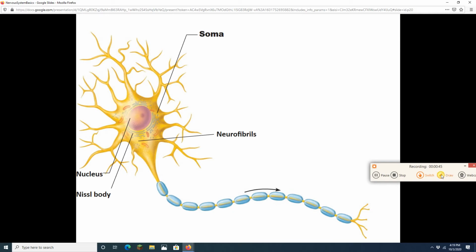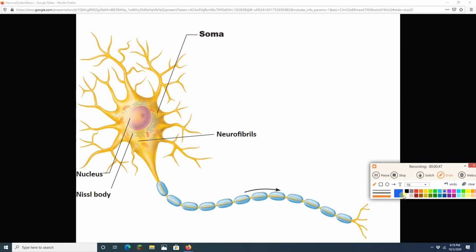Starting with the cell body. The cell body is also known as the soma. Remember, soma, like we saw in somatic, means body. In the soma, I'm going to find the normal cellular stuff, like these beautiful mitochondria here. Plus, I'll find the 3 N's. I'll find the nucleus, the Nissl body, and neurofibrils.